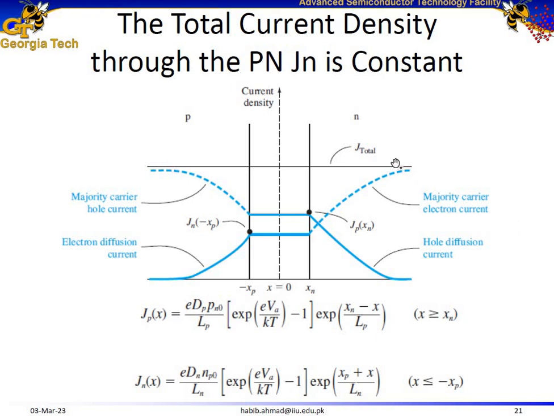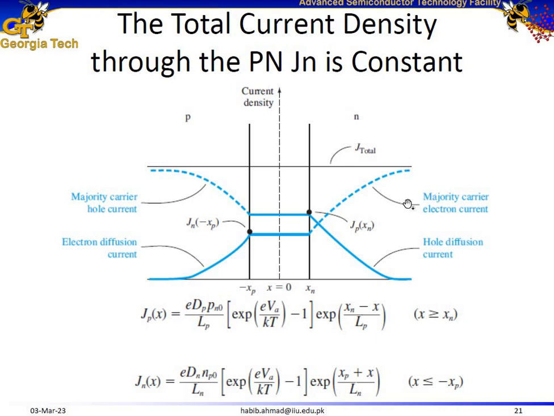Now, as I already told you, the total current density through the PN junction diode is a constant. But how does it work? What kind of individual current densities do we have in the individual regions? So for example, let us start from the electron current density.